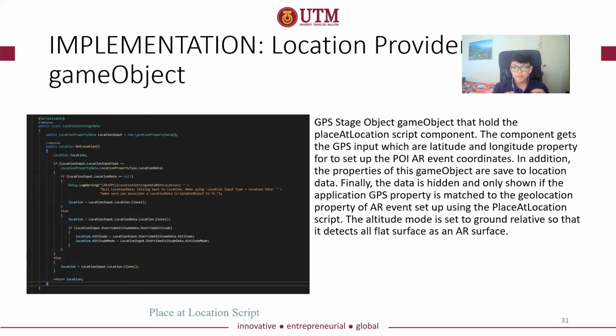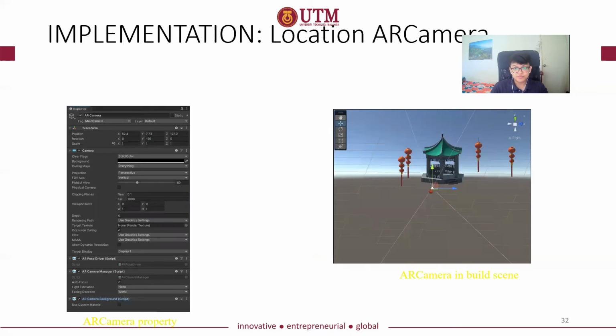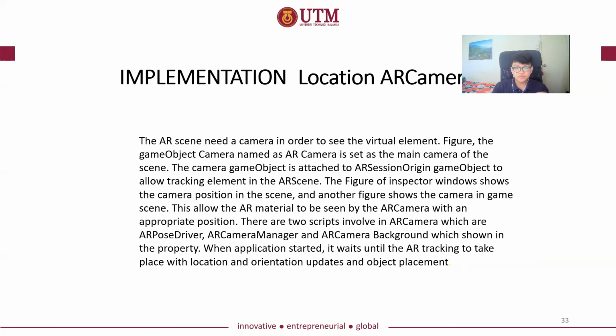So this is the game object that collects the GPS data and sends it to another script so that we can spawn the 3D element at a certain GPS location. So we have a location AR camera property here, and also how the AR camera is placed in the scene so that we can see a view in our AR application later.